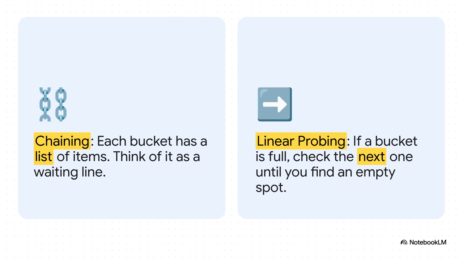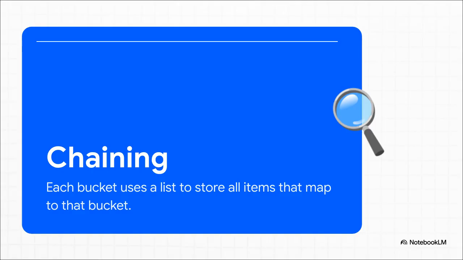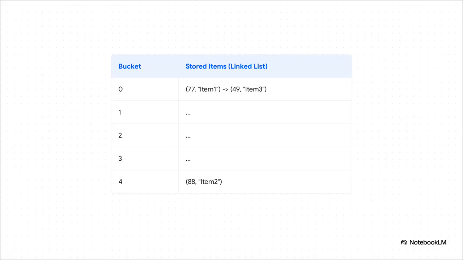Let's look at how they work. Okay, so chaining is a pretty intuitive idea. Instead of a bucket holding just one item, think of it as holding the start of a list. When a new item hashes to that bucket, you don't have a problem. You just add it to that bucket's own private little list. And this visualizes it perfectly. Let's say both the key 77 and the key 49 happen to hash to bucket 0. No problem at all. Bucket 0 now just points to a list that contains both of those items. So to find something, you just zip to the right bucket and do a quick scan of its tiny list.